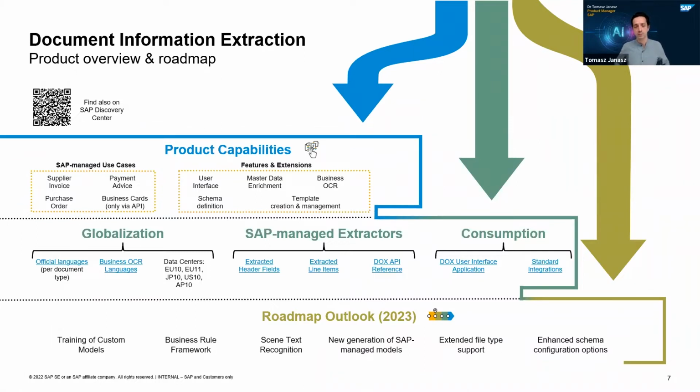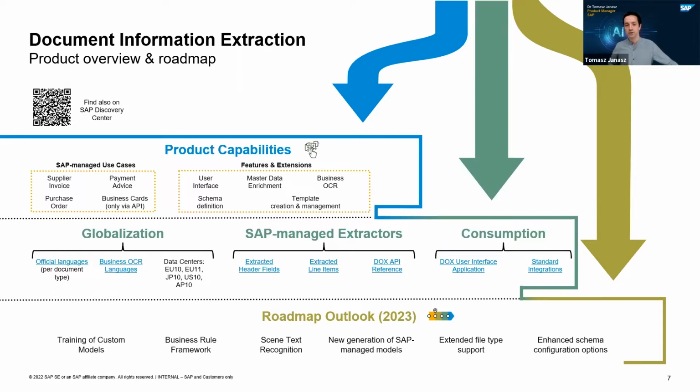Another focus next year will be on providing scene text recognition capabilities as part of our business OCR engine, which will allow the support for certain use cases in the wild, as we call it. Our data science teams are also working on a new generation of SAP managed models. So we are basically scouting for new techniques and machine learning approaches on how to extract data from documents more efficiently. And this will also be part of the optimization for the already pre-trained models that we provide today, next year.